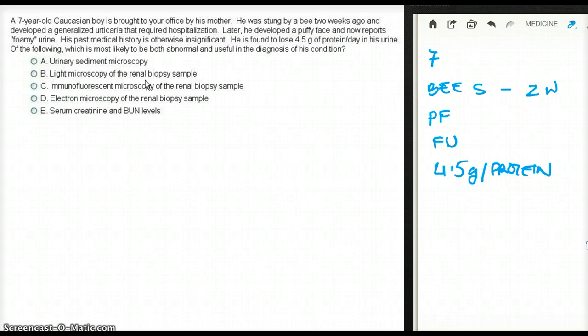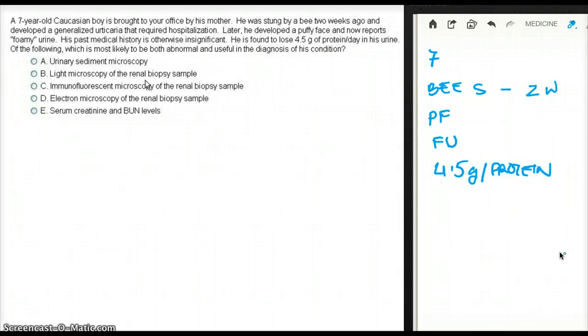This is minimal change disease. Usually minimal change disease is associated with some sort of respiratory infection or immunization, and in this case it's a bee sting. What triggers it? Usually it's some sort of insult, respiratory infections or immunization or bee sting. In a young age like that, you can also have post-streptococcal, but post-streptococcal is a nephritic syndrome. This is a nephrotic syndrome, so that's why this is going to be nephrotic.